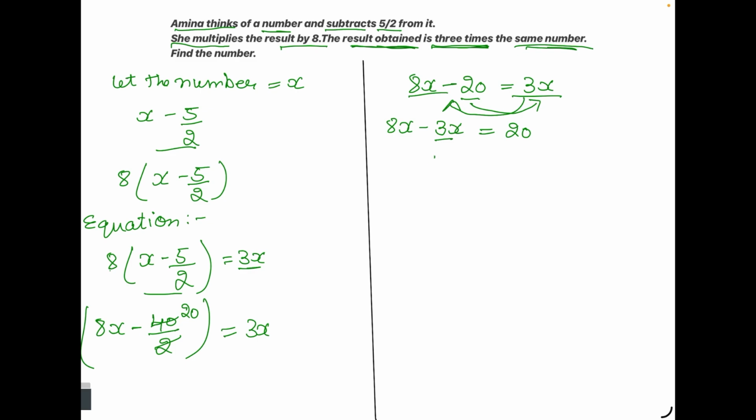8 minus 3 becomes 5. It becomes 5x is equal to 20. Now divide both sides by 5. Both 5 will cancel out. So the value of x will be 4. So this is the answer.